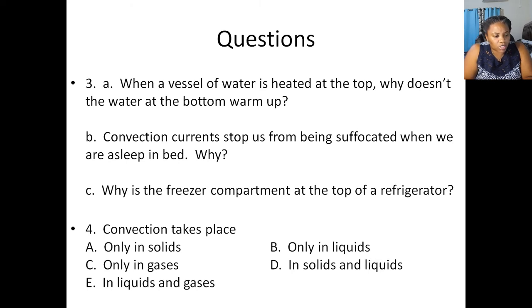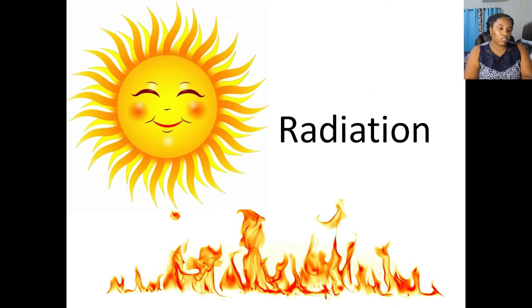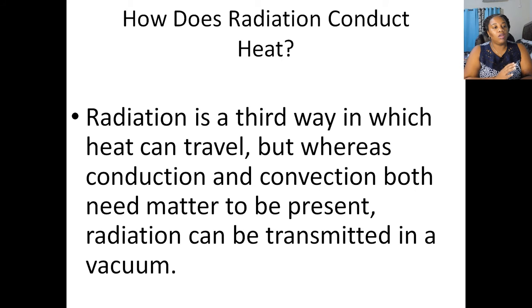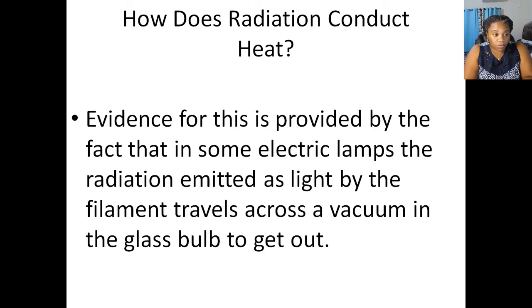Right? So convection takes place only in solids, only in liquids, only in gases, in solids and liquids, in liquids and gases, E. Okay? Radiation. Radiation is a third way in which heat can travel, but whereas conduction and convection both need matter to be present, radiation can be transmitted in a vacuum.